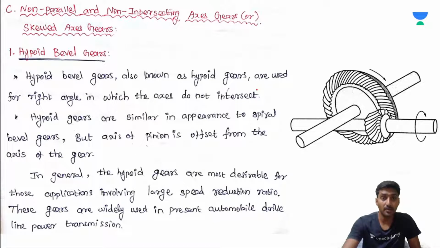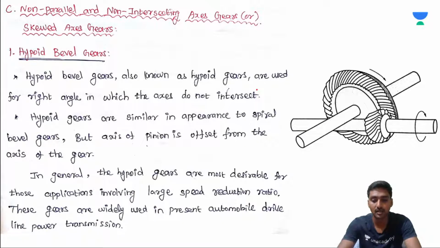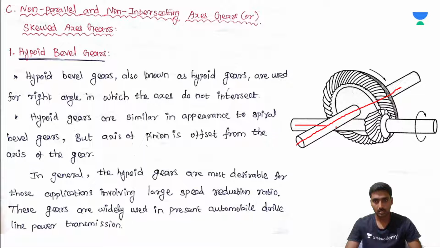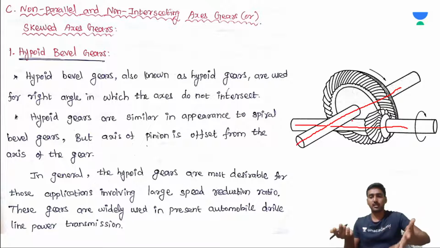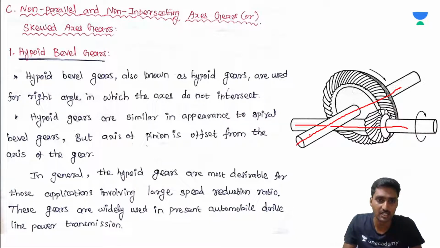Next one, non-parallel and non-intersecting axis gears. What is the difference between non-parallel and non-intersecting? I am giving the difference between these two. It is called skewed axis gears. Hypoid bevel gears: look at this, the axes are not intersecting. While watching this diagram in a two-dimensional plane, it seems to intersect, but in the three-dimensional isometric view, the axes are actually not intersecting, meaning not touching.